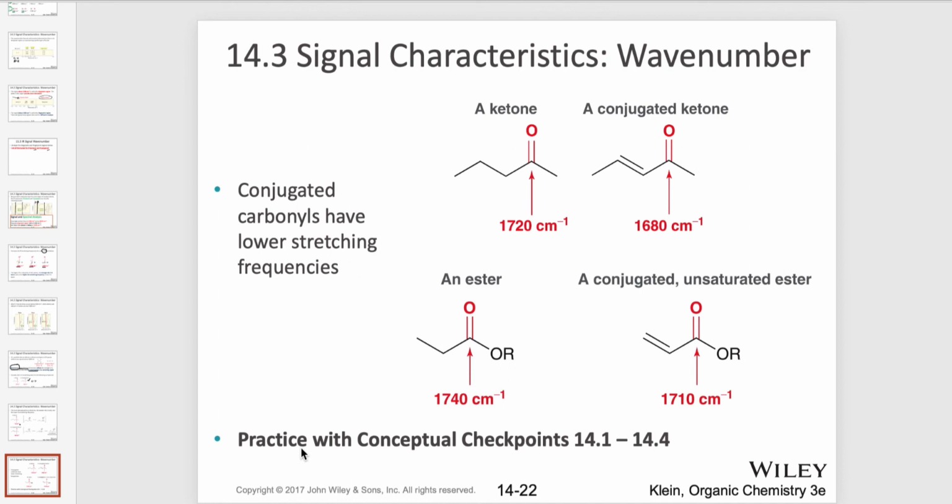So here are 2 more examples, so we had just worked through this one here. We can see the same thing with an ester. Ester has a carbon-oxygen double bond and then an alkoxy group. And if we introduce conjugation here, and you have a double bond here, then you can again formulate more resonance structures. And we're seeing again a decrease here, in this case from 1740 to 1710.